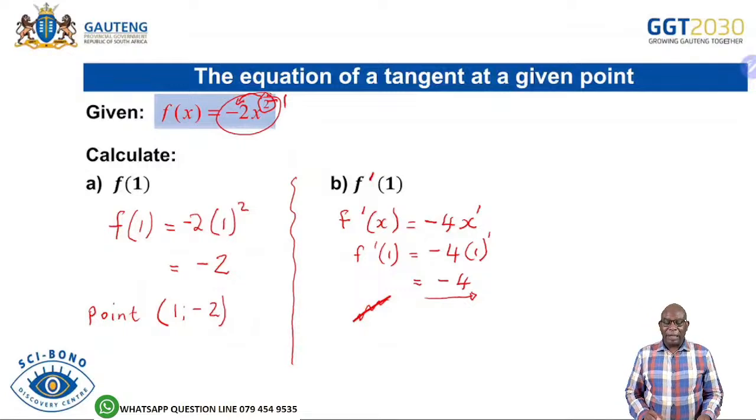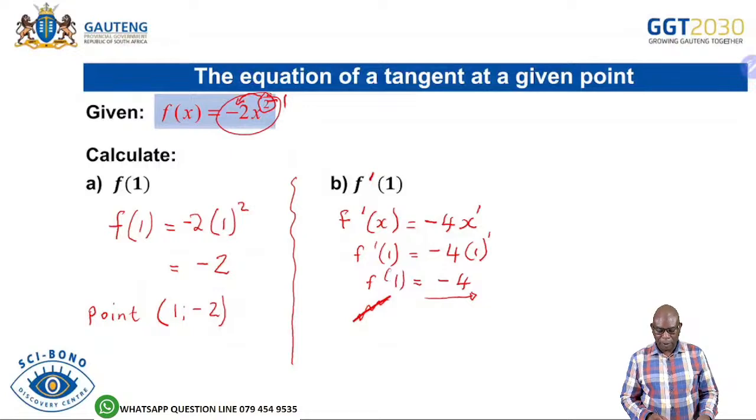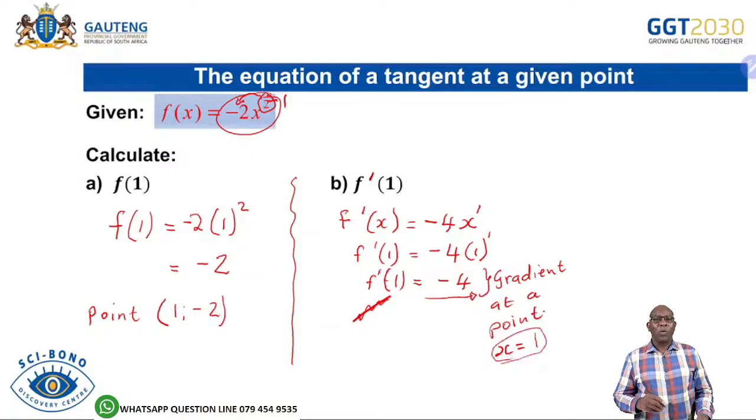It means that, remember when we derive, what are we getting? We're getting the gradient. So in other words, f prime of 1 means we are now getting the gradient. So that is the gradient. Gradient where? At a point. Which point am I talking about? At the value of x equals 1. So the gradient of the line at x equals 1 will be a negative gradient. In this case, it will be negative 4.